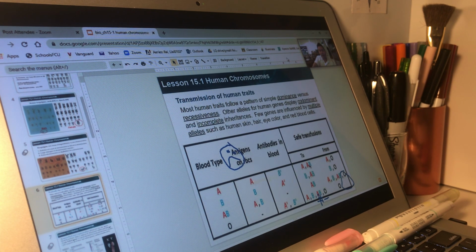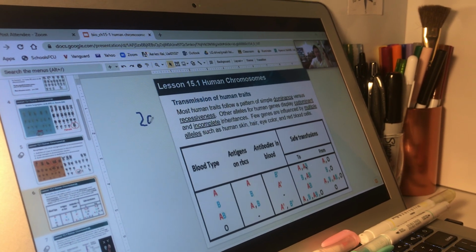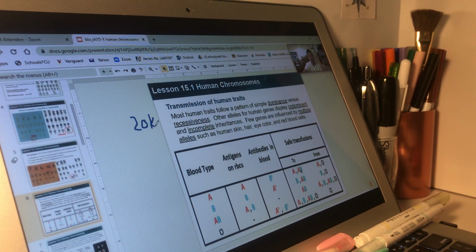Now, if you look at all the 20,000 genes, traits that you and I have that make us human, right? 20,000 of them. I'll write them down so that you can see. Okay, remember, we have 20,000, okay? 20K. K means 1,000, okay? 20,000 plus genes. All those genes determine human, monkeys, other species. They have different numbers. Now, most of these genes, or most of these traits that you and I have, they obey the simple pattern of dominance versus recessive. Okay? I'll give you an example.